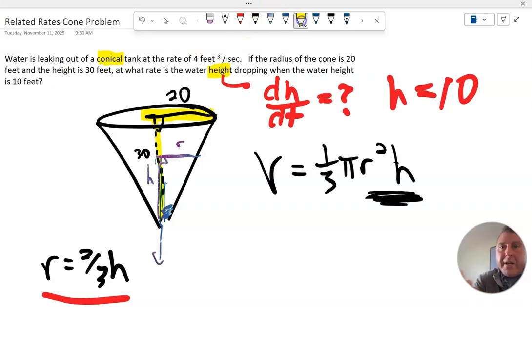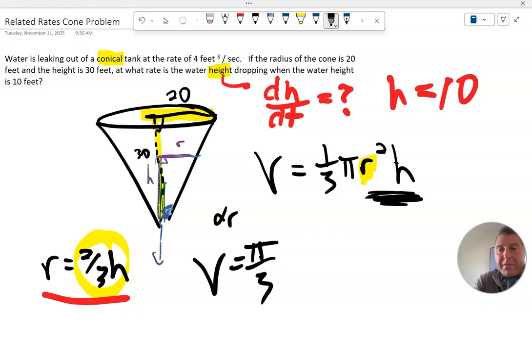With that little r here, I can replace it with 2/3 h. And then I won't have any r's in the original formula. So when I do that, I get 1/3 pi, I'll just call that pi over 3, times r, which is 2/3 h, squared, right?